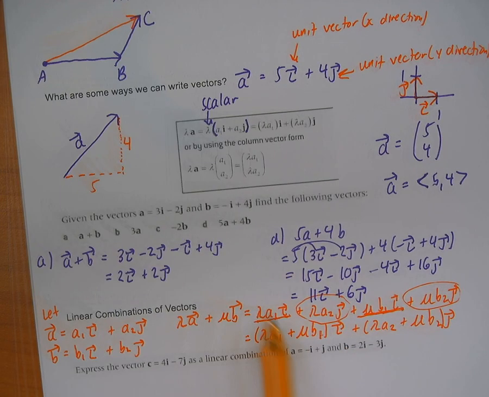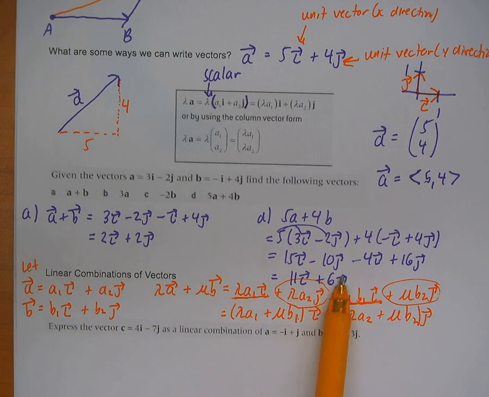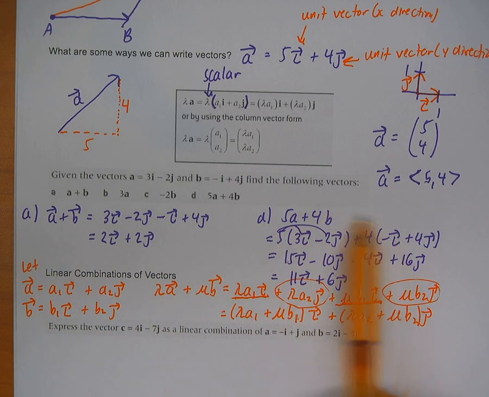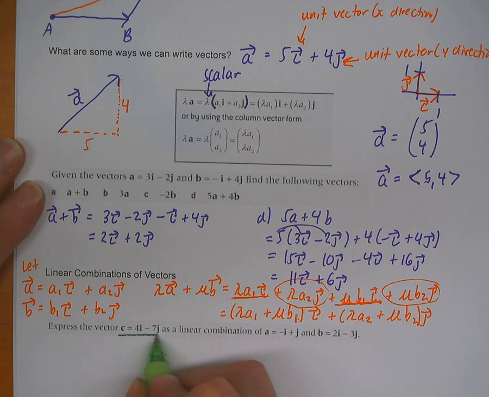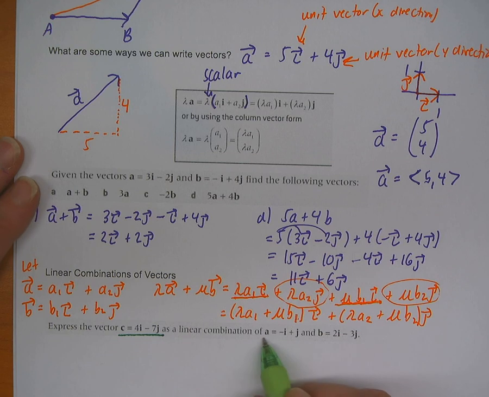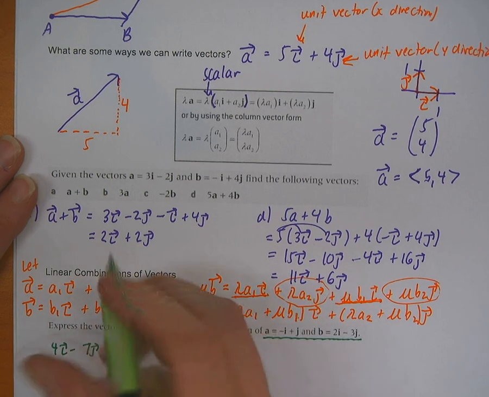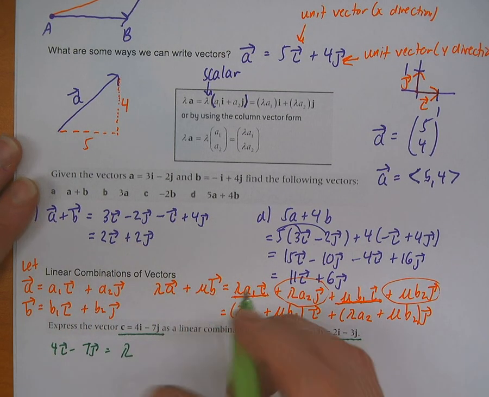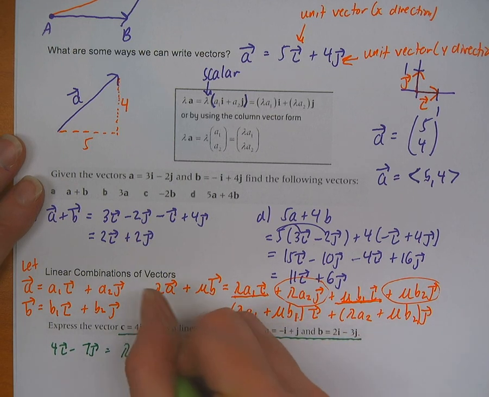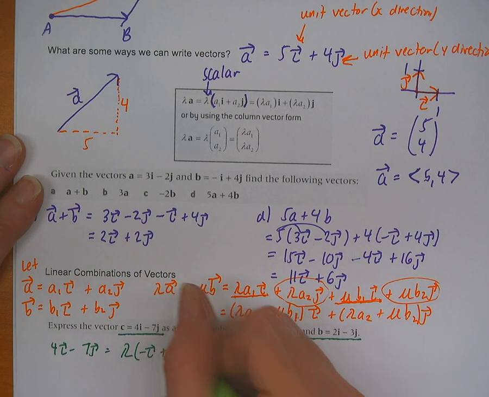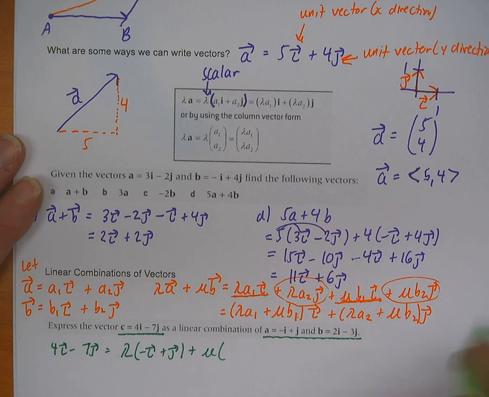Now, why would I do all that work when this was not that hard? Why do this when I can just do the specific case? Well, what if we wanted to go backwards? This is where it can get a little tricky. I want to express this new vector as some linear combination of these two vectors. So I want 4i minus 7j to be some scalar times vector A plus some other scalar times vector B.